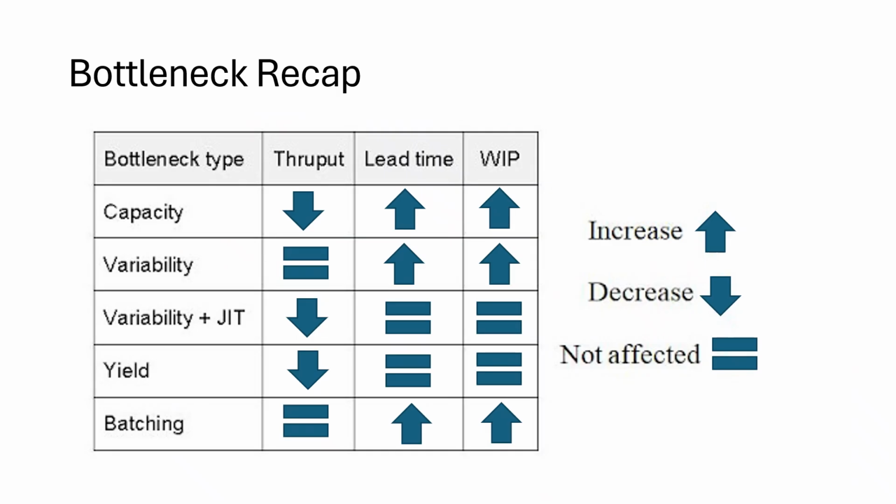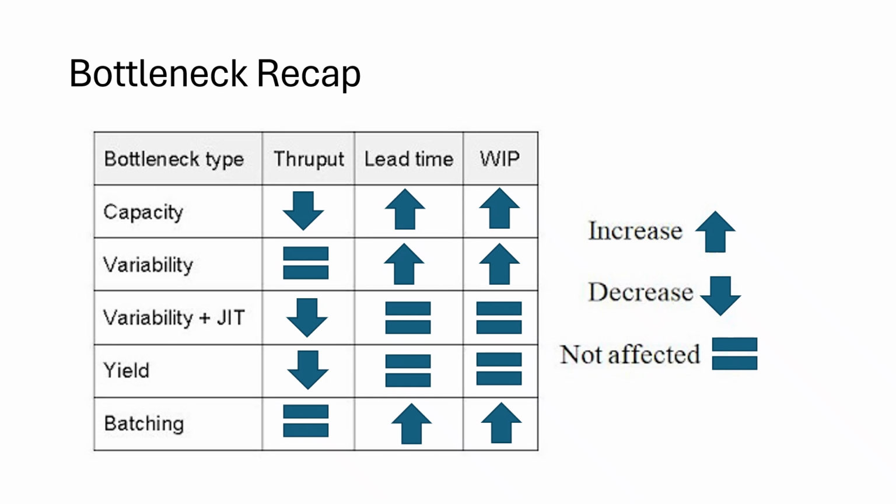Let us now recap the effects of the different types of bottlenecks seen so far. The capacity bottleneck causes a drop in throughput and an accumulation of WIP, which increases lead time. The variability bottleneck causes an initial throughput drop when the line is empty, but it recovers when WIP accumulates, causing as a result an increase of lead time.